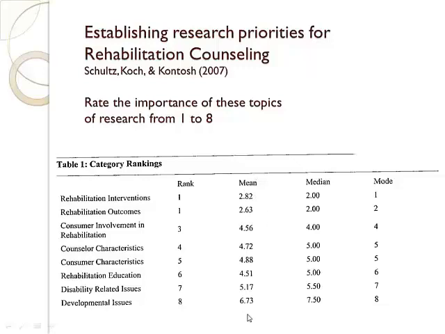And so that's the average of the ratings, and then you can see the median rating, and then the mode, which is the most frequently identified rating. So most people identified rehabilitation interventions as the most important topic, for example. Most people identified rehabilitation outcomes as the second most important topic. So here's an example of a rehabilitation counseling research study where the central tendency statistics were very important in helping us understand the data.